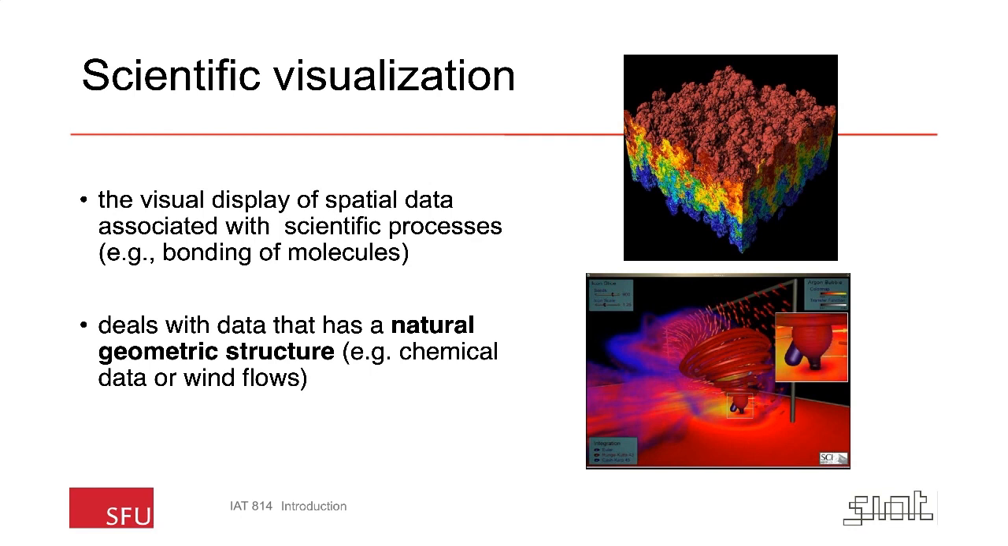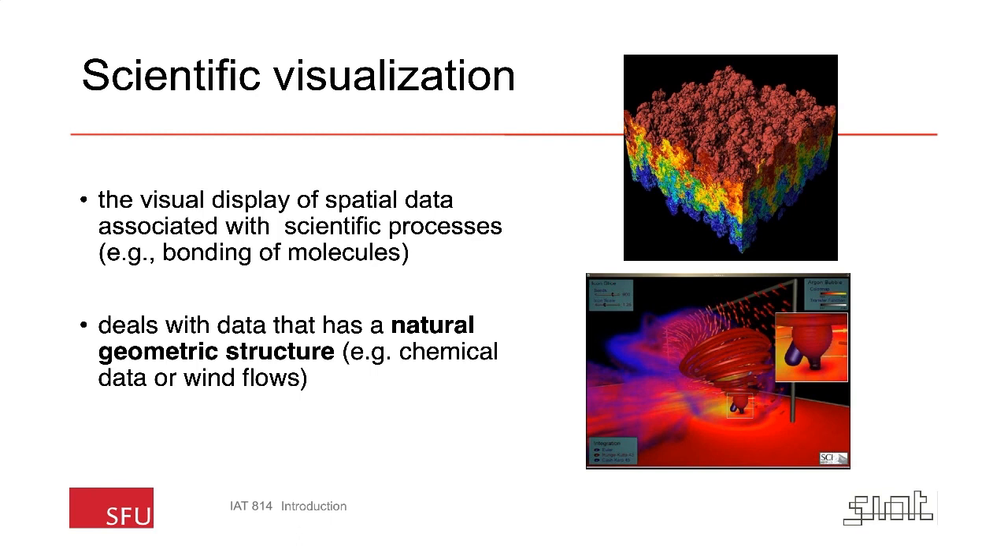That is, the visualization of data that has a built-in spatial component associated with some kind of real process or scientific process, say the bonding of molecules or the effect of fluid flow across the surface of something. And the data that you typically get for scientific visualization has a very strong structure, a very strong, natural geometric structure associated with it, such as chemical data, wind flows, whatever you may have about some real process that you're interested either in measuring or in simulating or something like that.